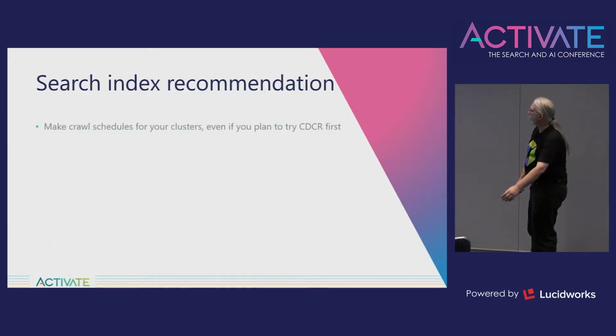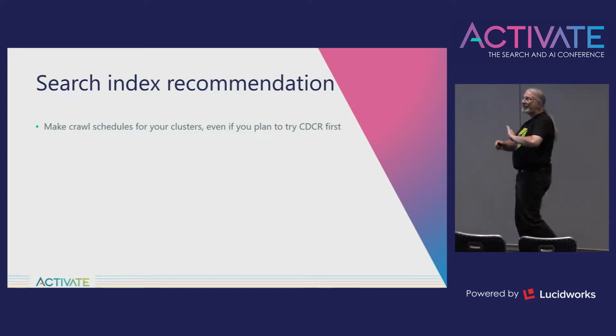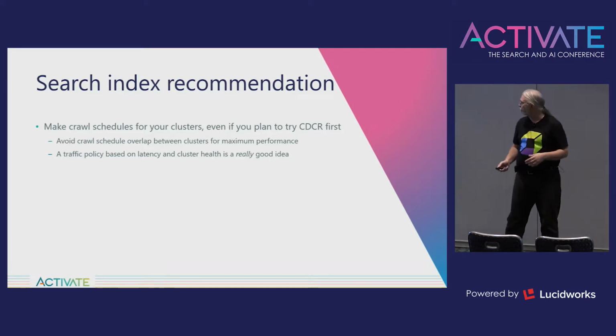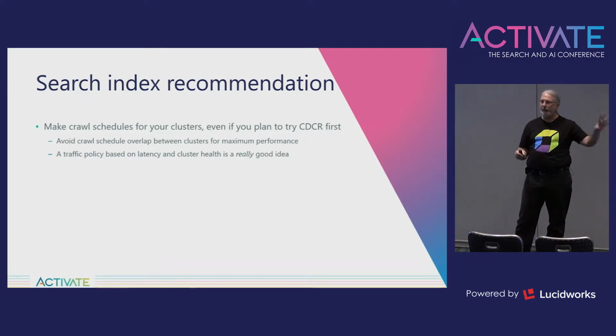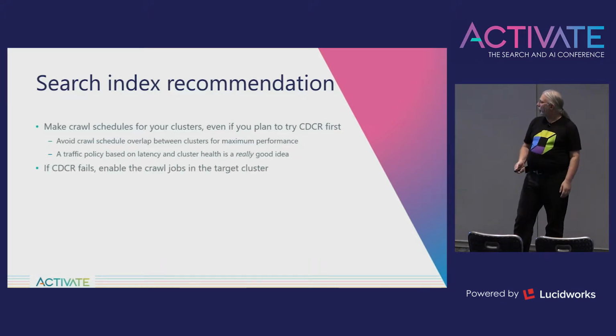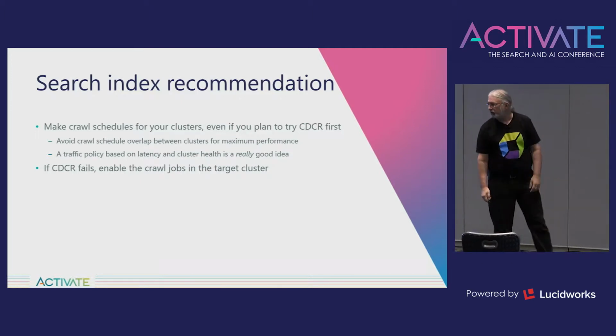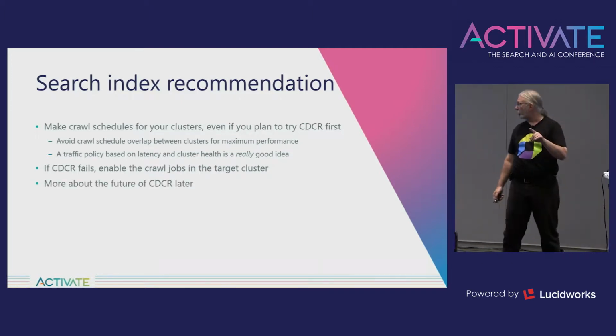So, search index recommendation: make the crawl schedules for your clusters, even if you plan to do CDCR first. Avoid the crawl overlap, as I said, for best performance. If you have traffic policies available at your disposal, put one in place based on latency and back-end health. And if your CDCR implementation fails, whether it's day one or a year in, go enable your crawl jobs and crawl in the remote cluster for coverage. I realize that's a little anticlimactic, but the state of CDCR right now, that's the best we can do, and we're going to talk about that a little bit more later in this presentation.